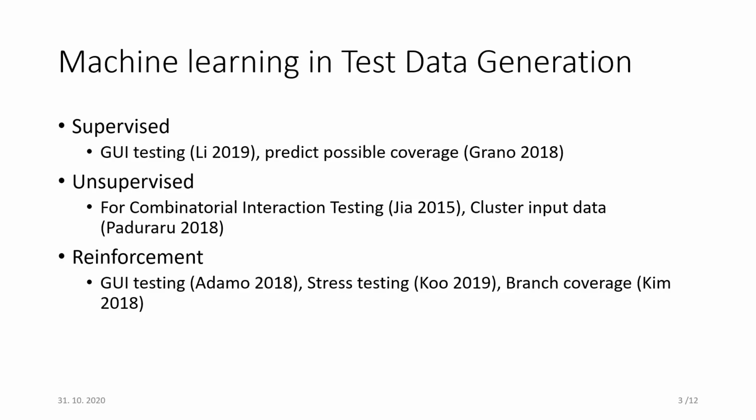In unsupervised learning, we can cluster different input data to generate new data using encoding-decoding methods, or for combinatorial interaction testing, where we need to choose different strategies. In reinforcement learning methods, we try to train an agent based on interactions with the environment to achieve a reward, in this case higher coverage. This was also used in GUI testing of Android applications, for stress testing of Python systems, or for unit testing based on branch coverage.